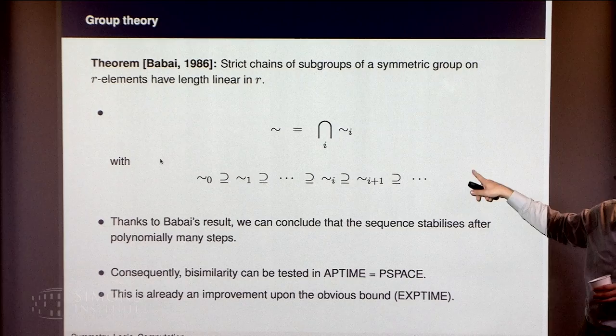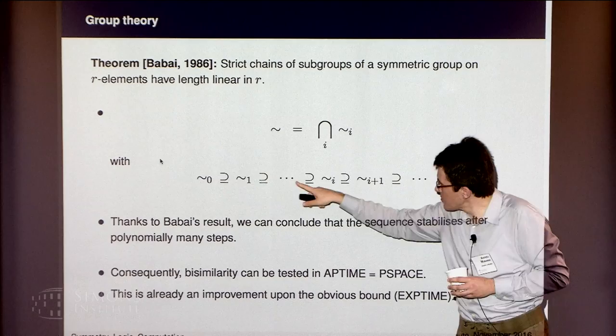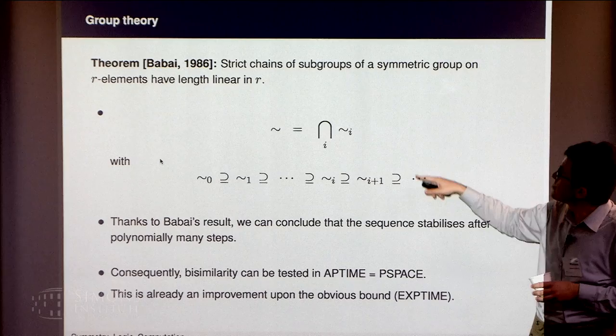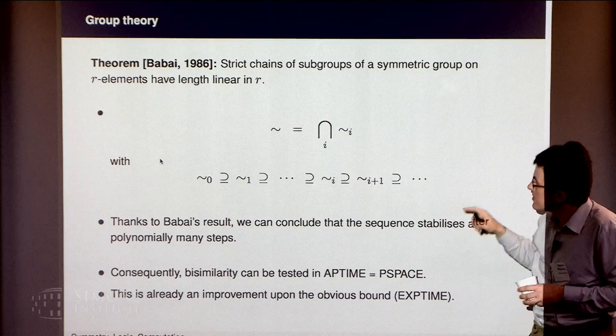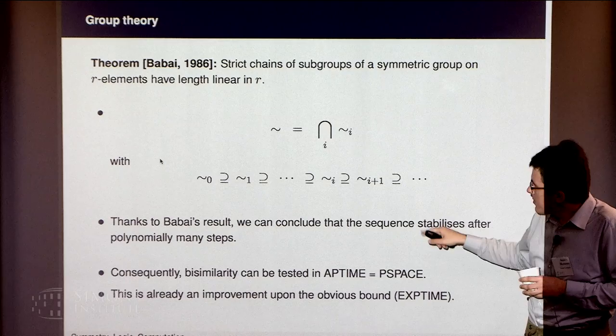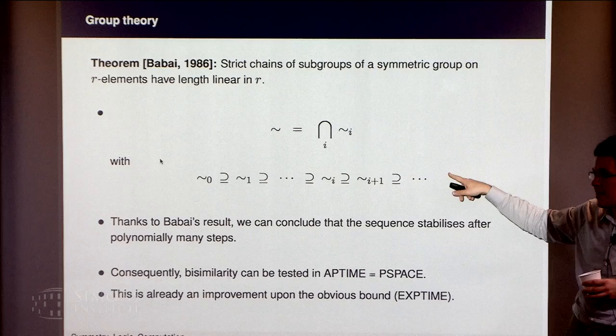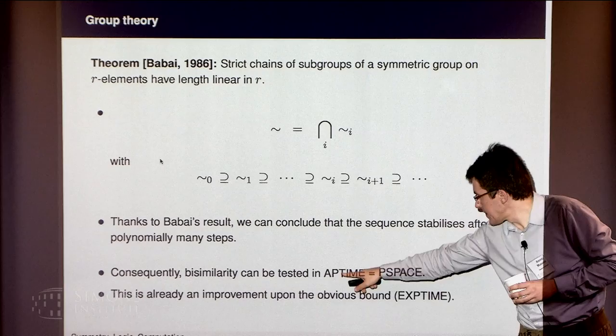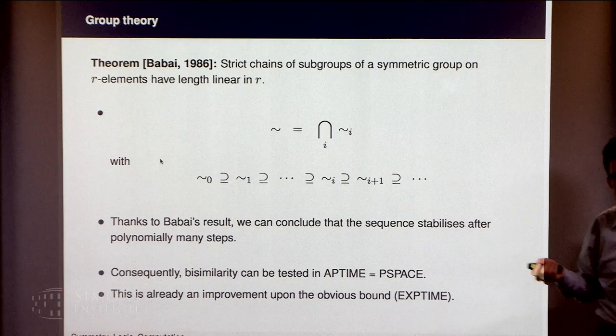And it turns out that in our setting, this process of zooming in on the largest bisimilarity can be linked to the shrinkage of subgroups. So thanks to the result, basically we can conclude that this chain of relations will stabilize after polynomially many steps. If we know that bisimilarity can be obtained by investigating polynomially many relations of this kind, it's easy to see that we can decide it in alternating polynomial time. And this is P space, so this already gives us something better than X time, which was the obvious bound.